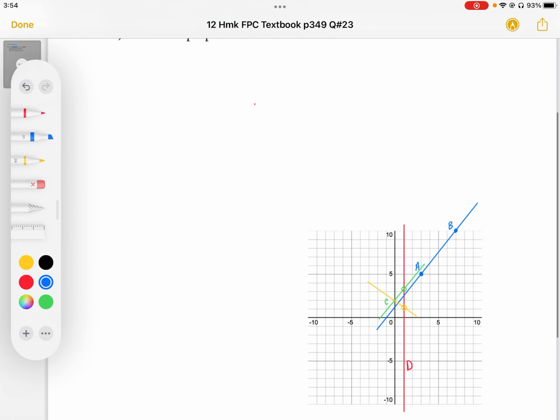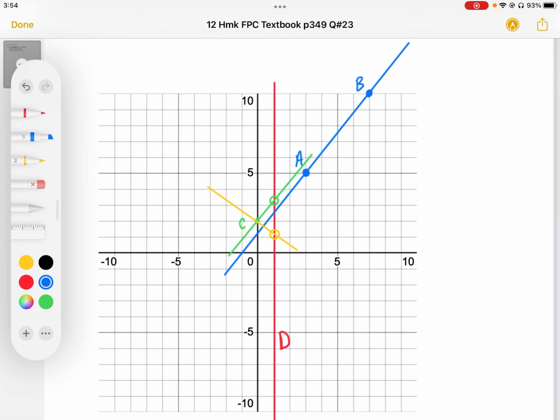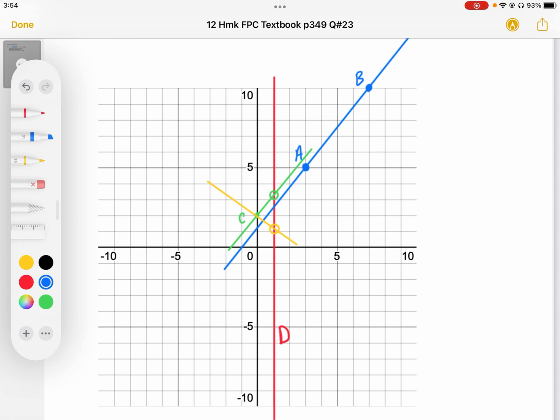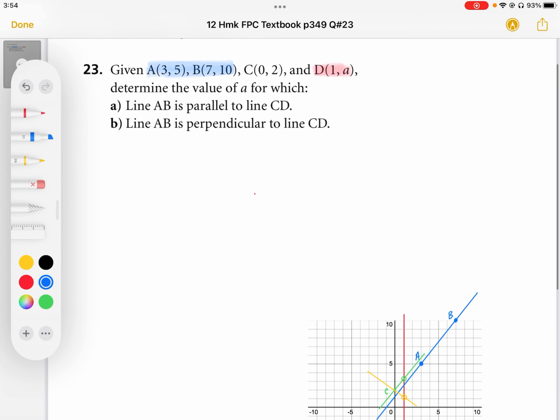And a point D lies along the line x equals 1, because the x coordinate is 1, and the y coordinate could be any value. So what I've done is I've drawn a vertical line through x equals 1, and I know that I need to have the C point make a line with that red line. And for part A, it's asking for the line CD to be parallel.